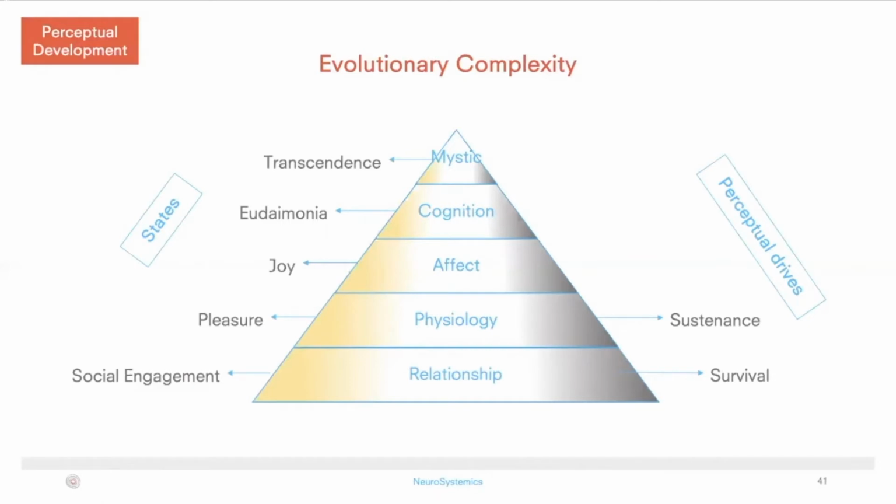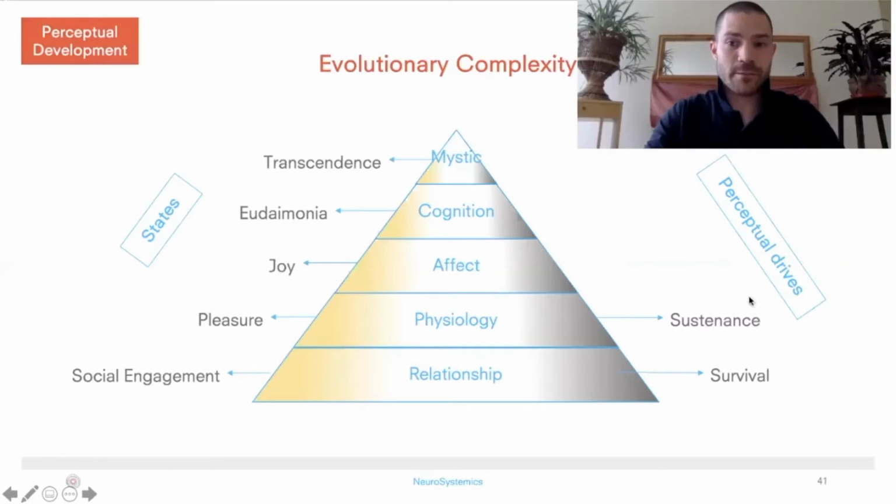Physiologically, we need to sustain ourselves, right? So we need to drink, we need to breathe, we need to eat, sleep, reproduce. So our physiological needs can be described as a way to sustain ourselves. So at a physiological level, the main perceptual drive is sustenance. The main perceptual drive in terms of our affective experience, our affective capacity, is to socialize. You could say the purpose of affect is to socialize.